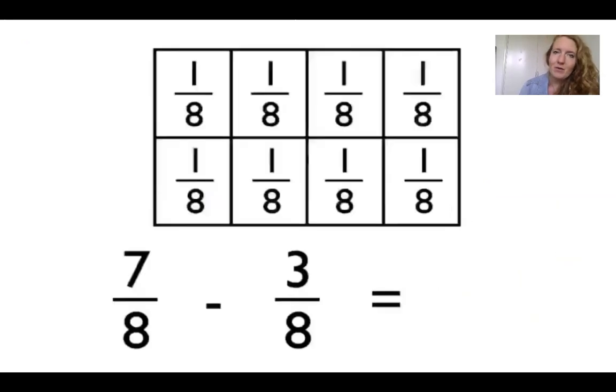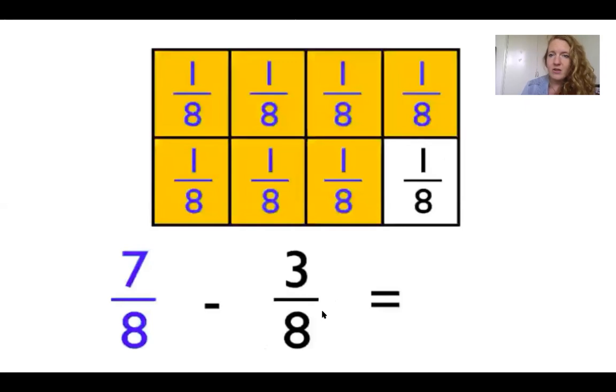A very similar thing is going to be happening with subtraction. Here we have a whole that has been divided into 8. See, 1/8, 2/8, 3/8, 4/8, 5/8, 6/8, 7/8, 8/8. So the whole thing has been shared or divided into 8. That's why our denominator is 8. Now they're saying that we have 7/8, so we have 7 of these 8ths, and we want to take away 3 of these 8ths. So here I've shaded those 7/8s: 1/8, 2/8, 3/8, 4/8, 5/8, 6/8, 7/8.